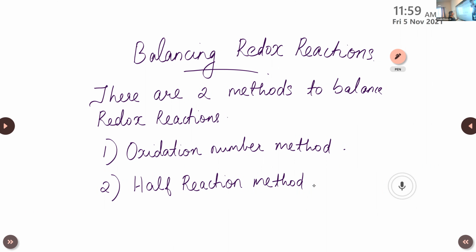So what is this oxidation number method? We have learned how to find out the oxidation number of each element in a chemical reaction, right? Do you remember? We have learned the valency or oxidation state of some elements, and using this valency or oxidation state, we can find out the oxidation number or oxidation state of the remaining elements in a chemical equation. So using this oxidation number, we can predict which one is the oxidizing agent and which one is the reducing agent.